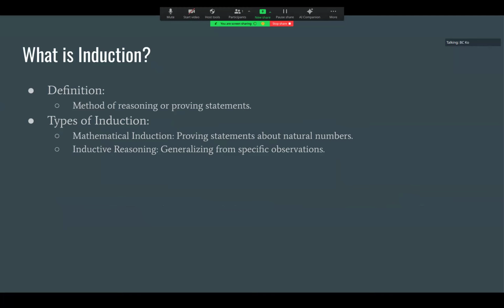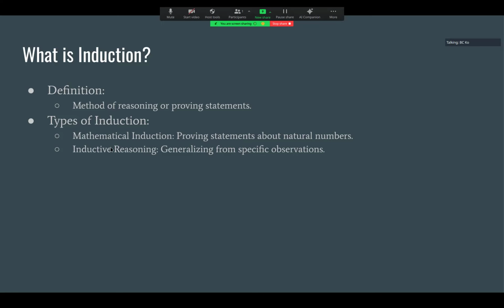What is induction? So let's start by defining induction. Induction is a method of reasoning or proving statements. There are two primary types of induction.